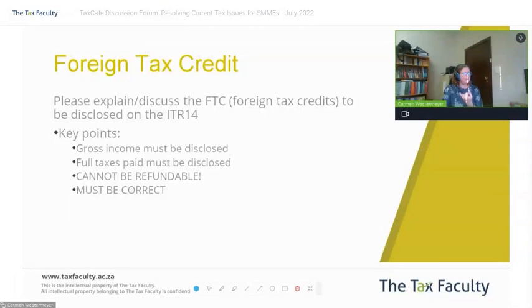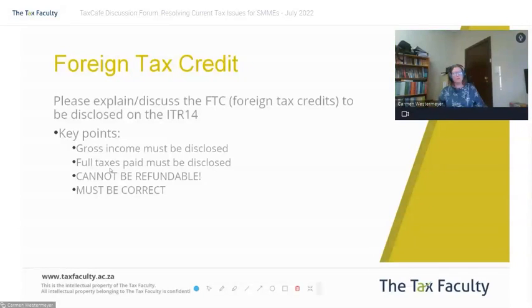And that income needs to be disclosed on a gross basis. So if, for example, you are earning foreign rental income, you don't disclose the profit and then the tax paid. You disclose the gross rental with all of the expenses. You then also have to disclose the full amount of tax that was paid on that foreign income. So there is no net disclosure here. You always have to do this gross.